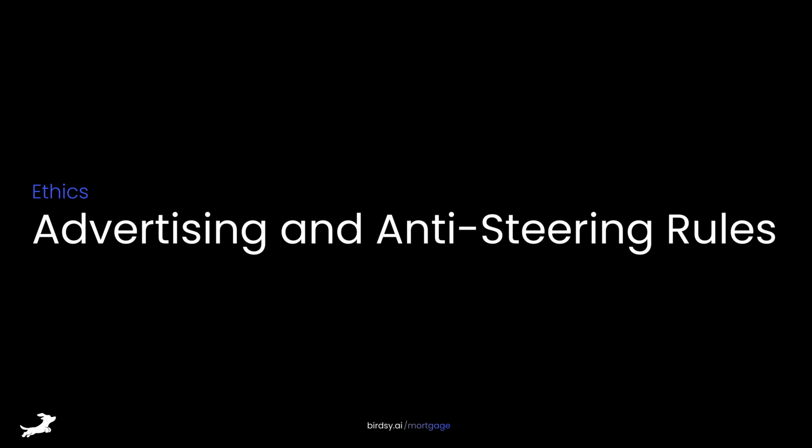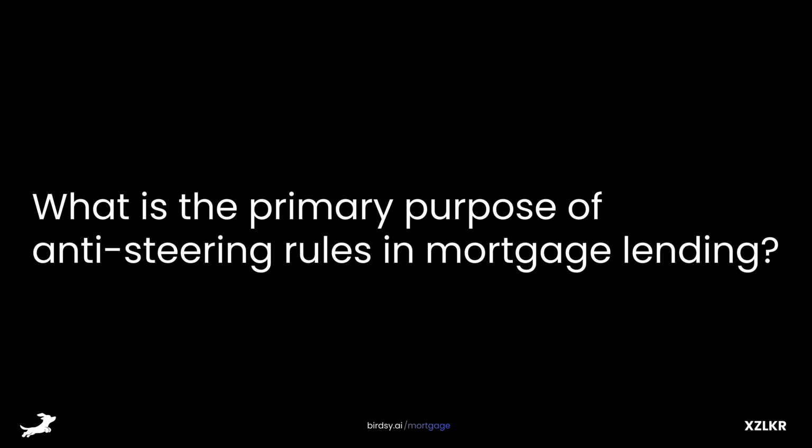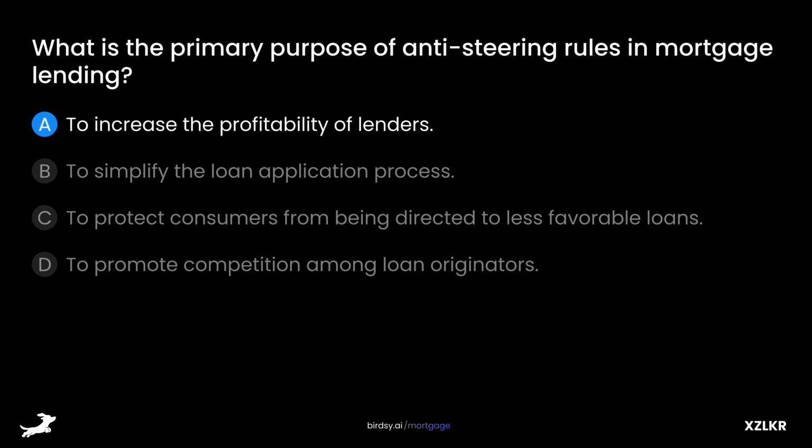Advertising and anti-steering rules. What is the primary purpose of anti-steering rules in mortgage lending? Is it A. To increase the profitability of lenders, B. To simplify the loan application process, C. To protect consumers from being directed to less favorable loans, or D. To promote competition among loan originators? The answer is C. To protect consumers from being directed to less favorable loans.